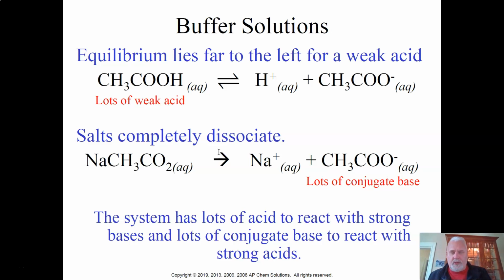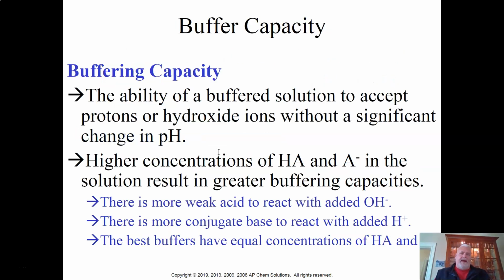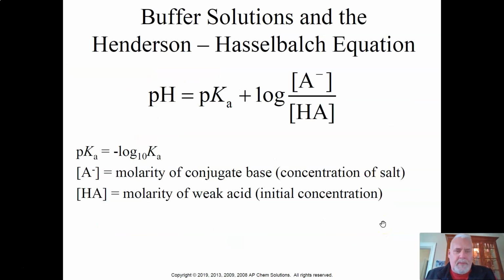a buffer actually works. All right, now buffer capacity, you can just think of as the strength of a buffer. The bottom line is you want higher concentrations, more to sop up those extra hydrogens and to react with the added OH ions. Okay, so the more you have of these things, the stronger the buffer tends to be, and that's going to come up in one of our problems here.